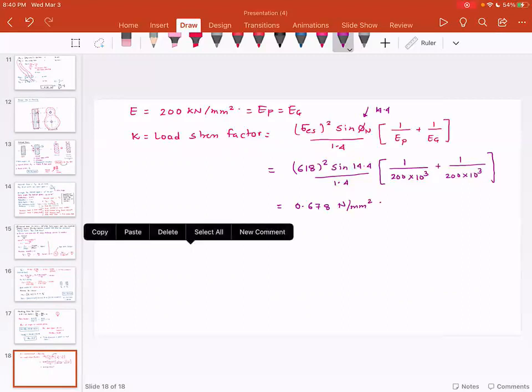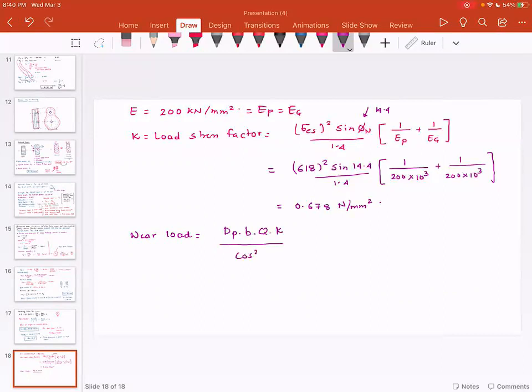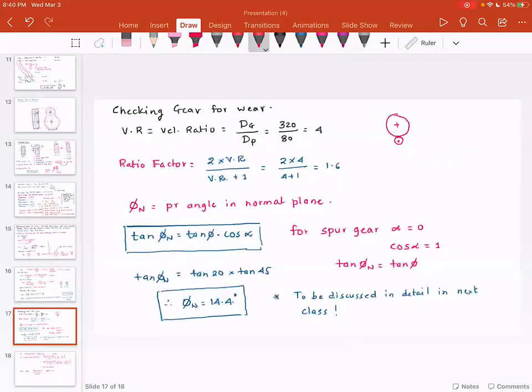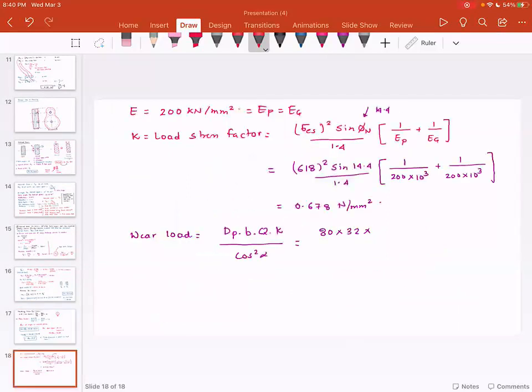And the wear load is given as d_P B Q K divided by cosine square alpha, which is 80, 32. The value of Q is 1.6 that we already found out from here, which is the ratio factor. Q is the ratio factor, 1.6, multiplied by K divided by cosine square 45. So this answer is 5 kilonewton.